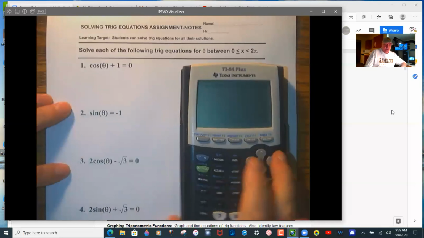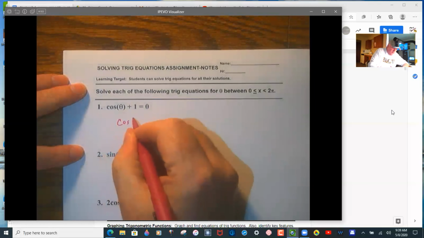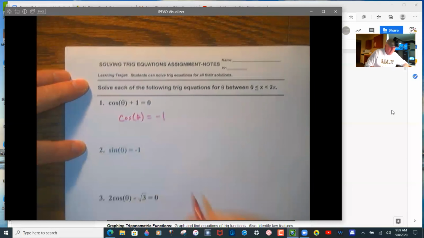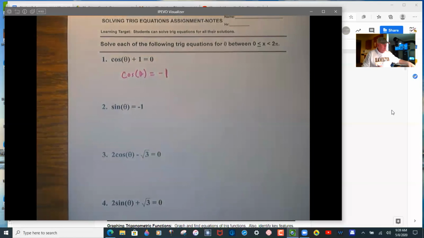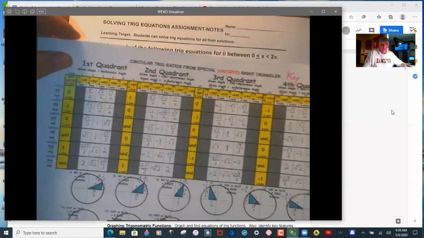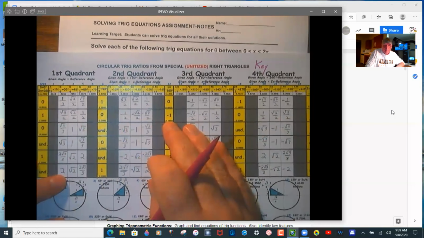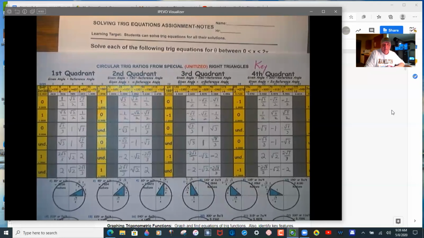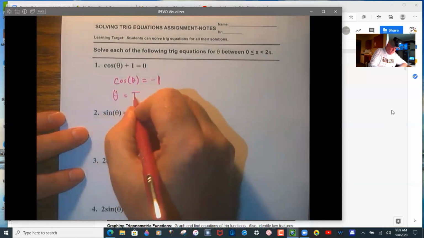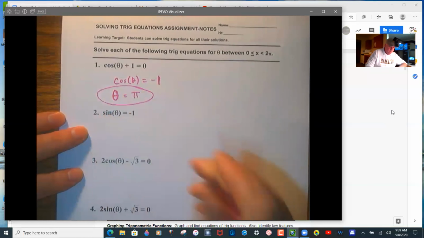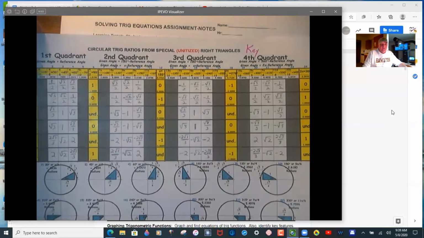So here's the idea. If you're doing it by hand here, you need to isolate the trig ratio. So subtract 1 on the first one. Where is the cosine equal to -1 on this table between 0 and 360? So the cosine is the second. There it is, at pi. Okay, so we're going backwards to figure out the solution. So the table is foolproof if it's a special right triangle trig ratio.